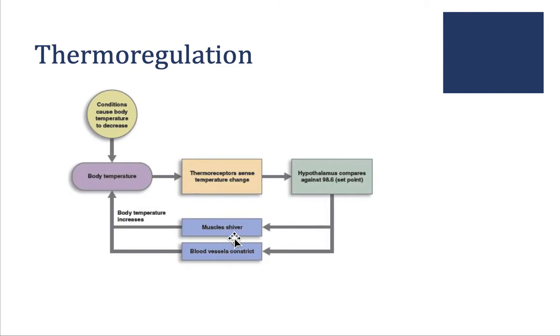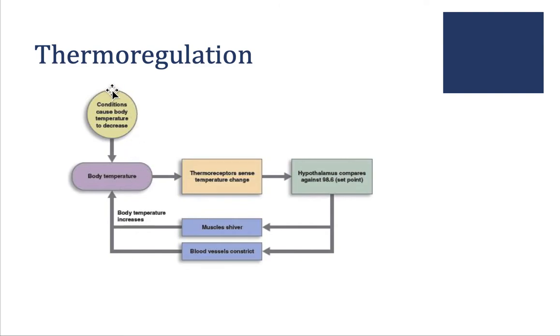If it's still too low, then the muscles are still going to shiver. The blood vessels are going to stay constricted until the body temperature rises, and the thermoreceptors say, okay, this is the new body temperature, compare it to the set point, and we're good. It can be the same thing going in the opposite direction.